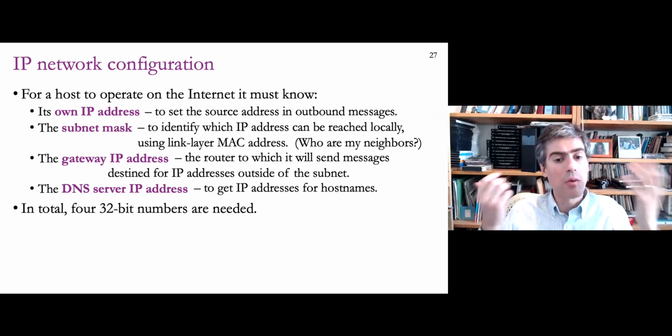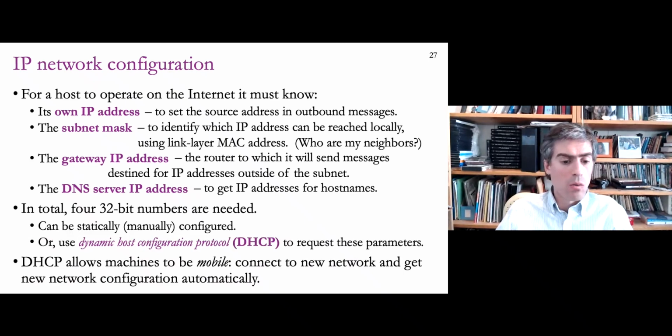The question is, how do you get those four things? Well, they could be manually configured if you happen to be the person in control of your network and you know all the details. If you're the one who set up the router and the DNS server, or your IT person told you that when you plug into a certain jack, you should be using a certain IP address and a certain subnet mask and a certain gateway address and a certain DNS server address. You can set that stuff manually. That's typically not done. Instead, what's typically used is the Dynamic Host Configuration Protocol, DHCP.